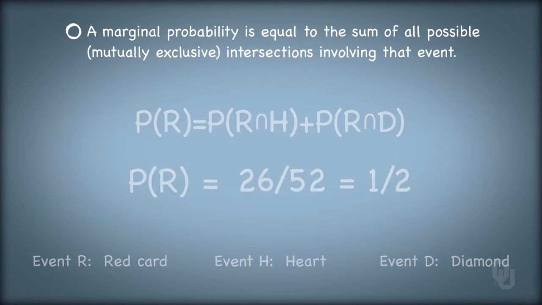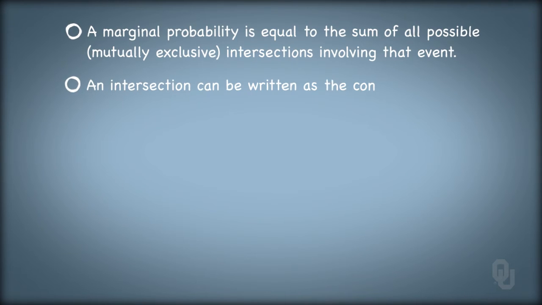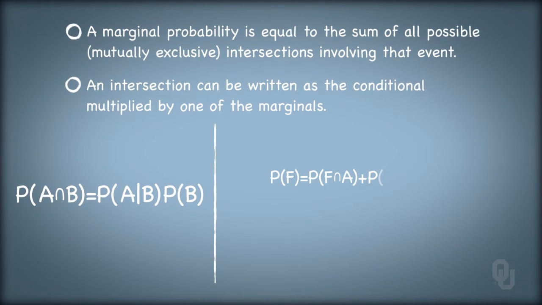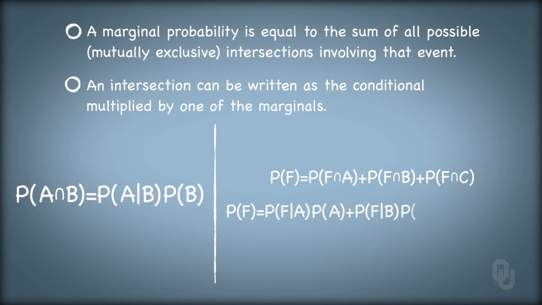We also know that the intersection can be written as the conditional probability multiplied by one of the marginal probabilities. That is, we just saw that the probability of A intersect B is equal to the probability of A given B times the probability of B. We can replace the intersection probabilities with this multiplication. That is, the probability of F is equal to the probability of F given A times the probability of A, plus the probability of F given B times the probability of B, plus the probability of F given C times the probability of C. This will become a useful property later on.